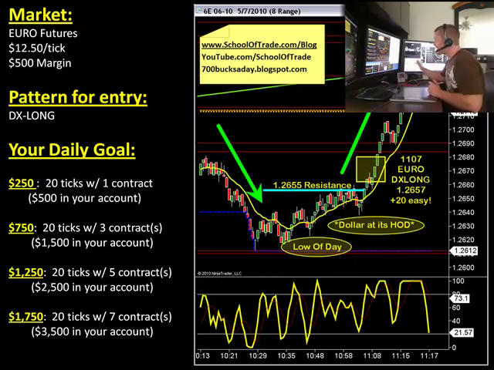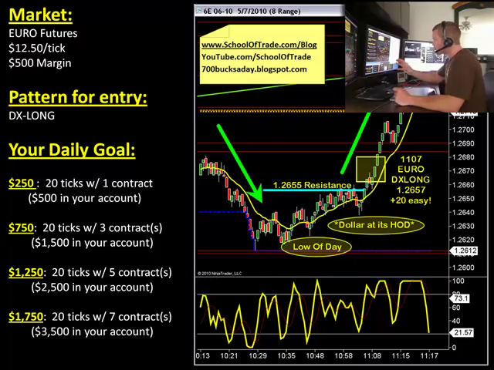Now today's market is the euro market, right? The symbol is 6E, the number 6E like euro. Now the euro is a currency future, not to be confused with the euro dollar, the forex pair, but it's the same thing. It's going to compare the euro to the US dollar index.